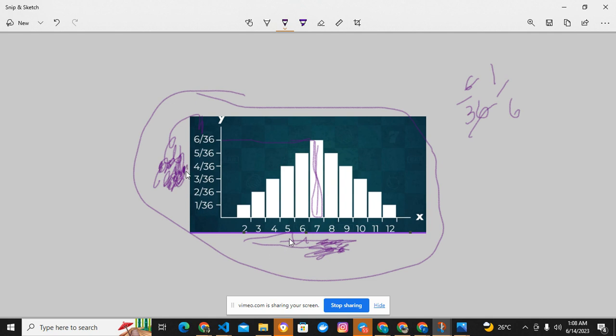So you could see obviously that 7 has the most occurrence, as it occurs 6 times. Look at the bar, and if you plot it against the y-axis, which is showing the probability, it is 6 over 36. When divided by the sample space, which is 36, you have 6 over 36, which can be further simplified to 1 over 6.